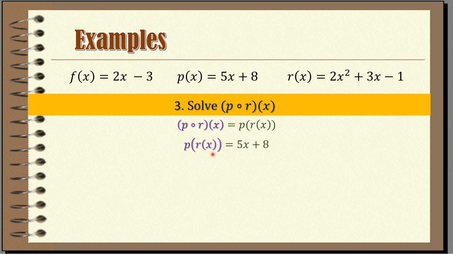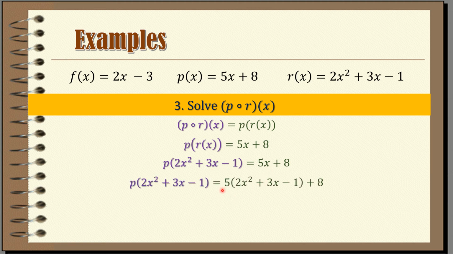Then we are going to write down or input the value of R of x, its function. That is P of 2x squared plus 3x minus 1 is equal to 5x plus 8. Then we are going to substitute that in this variable, which is x. So we have here equals 5 times the quantity 2x squared plus 3x minus 1, plus 8. Then we distribute 5 on each term inside this.